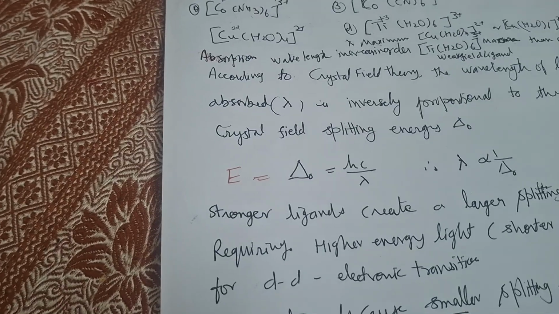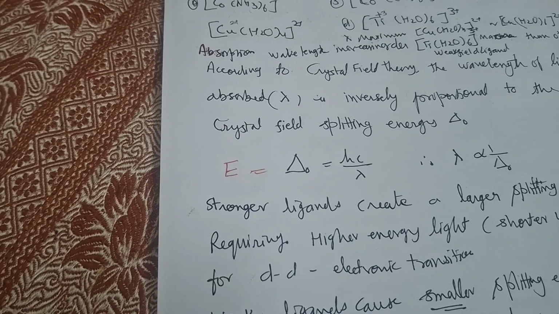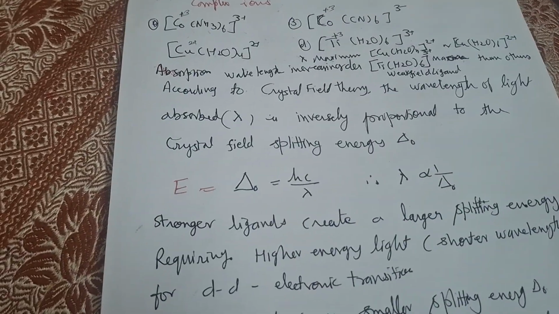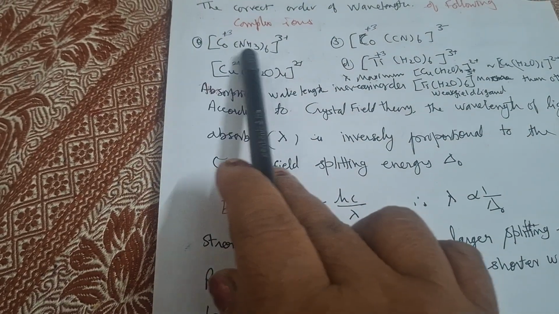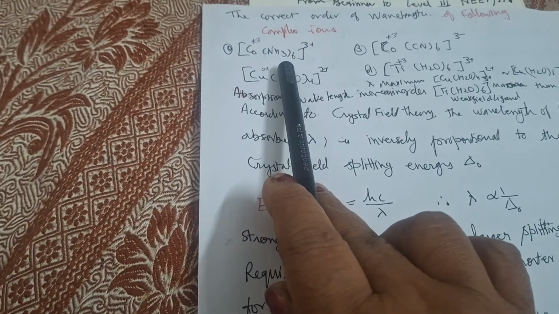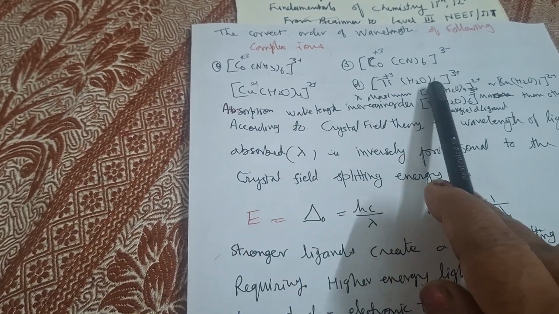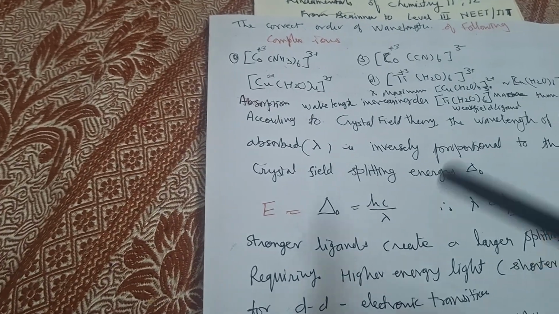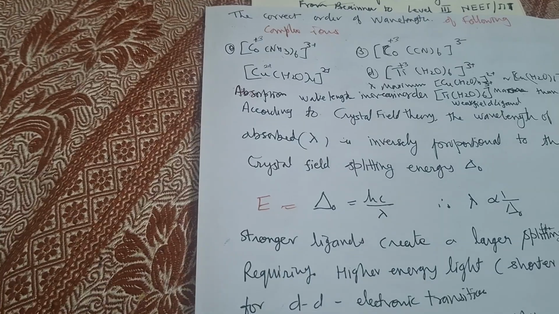We have to see only 2 things: weak field ligand as well as oxidation state of the central atom. Cobalt has NH3 ligand which is moderately strong, CN is a strong ligand field, and water is having the least ligand field strength. Strong ligand means strong CFSE, crystal field splitting energy.